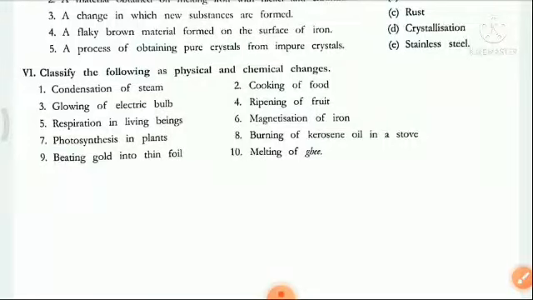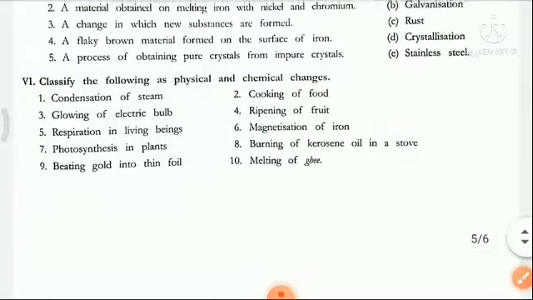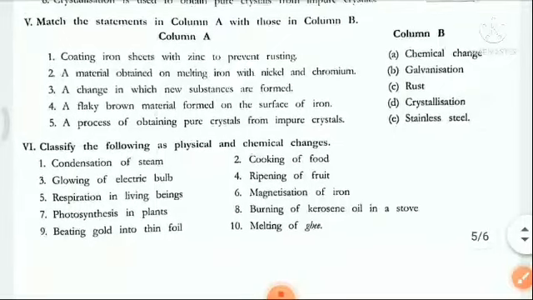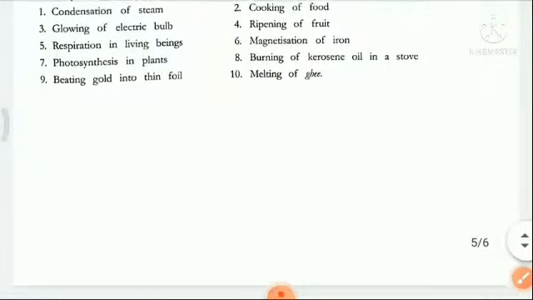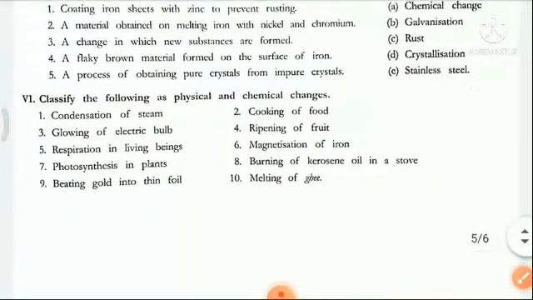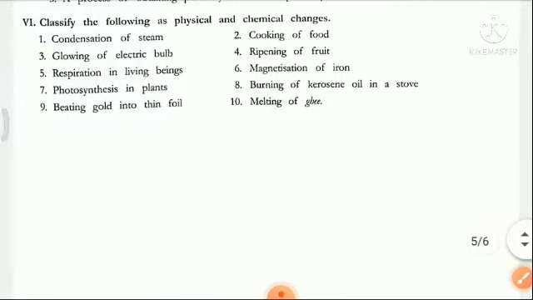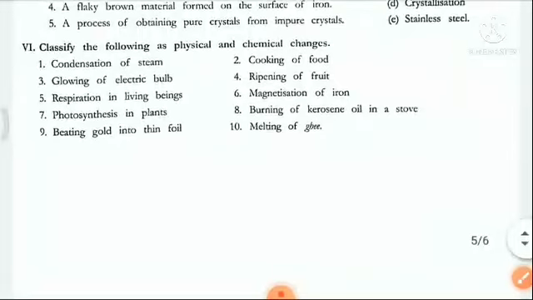Now classify the following as physical and chemical change. So these are very easy, you can do it yourself, I think. So here are some examples. So among these, which are physical changes and which are chemical changes, you have to write. Okay, so if you have studied the chapter or you have seen my video, then you can clearly answer this. So I will not be giving the answers here because these are very easy, you should be able to do it. So you have to write condensation of steam. So it is a physical process or a chemical process, only that much you have to write.